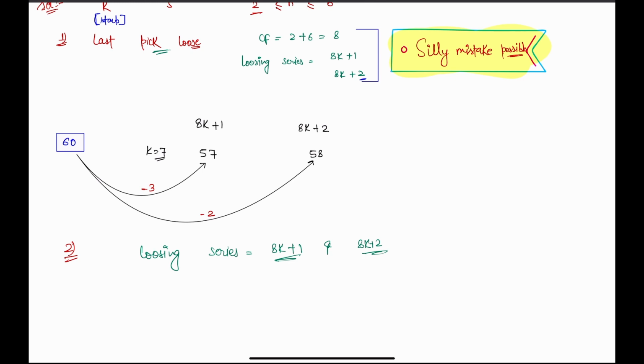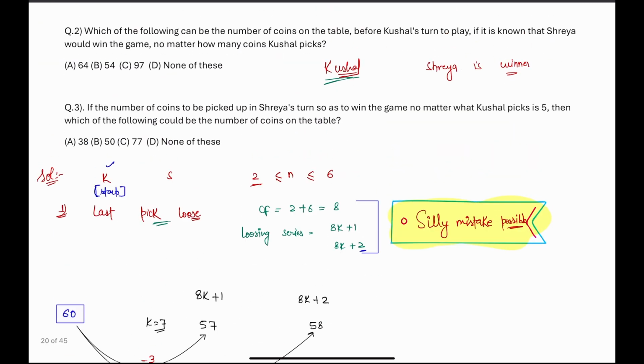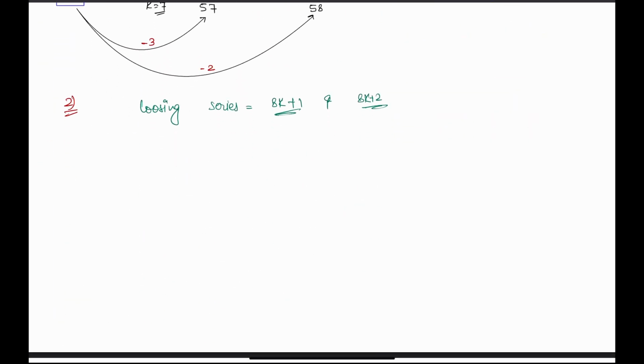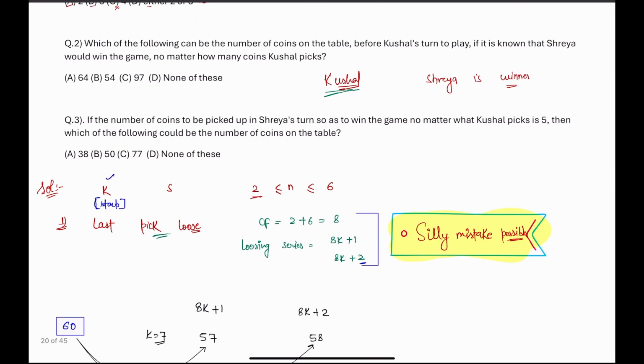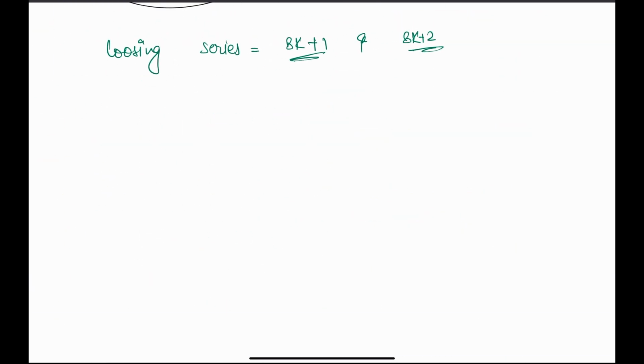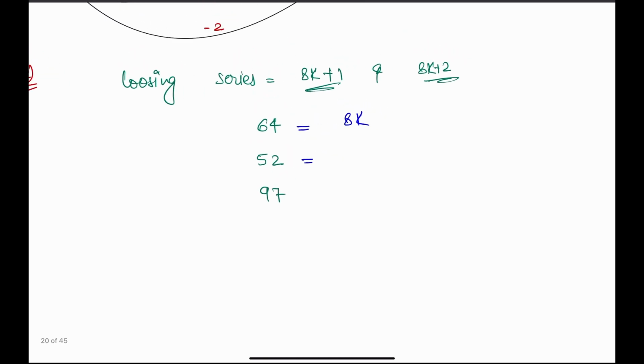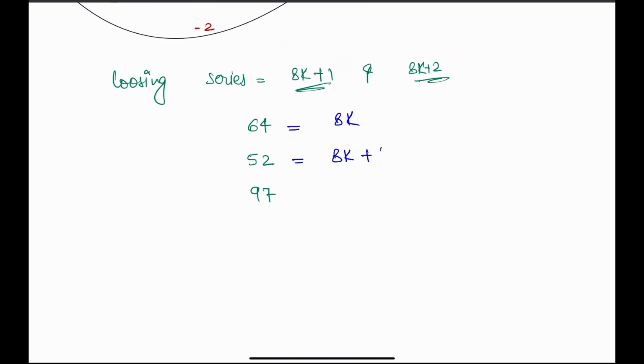When the person who is starting the game, no matter what he is doing, is already on the losing series, he is surely going to lose. So we just have to find which of these numbers are in the form of 8k plus 1 or 8k plus 2. So let's write all the options over here. The first option is 64, the second is 52, the third is 97. Let's check. In the form of 8k, it is 48, so it will be in the form of 8k plus 4. So yeah, let's just cross it.